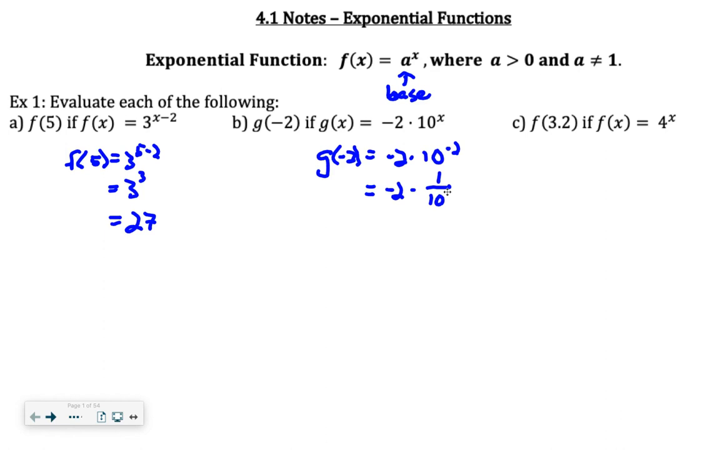So 10 to the negative second power is the same as 1 over 10 to the positive second power. And 10 to the second power would be 100. So this would be 1 over 100. And then finally, I can multiply by that negative 2. So this would become negative 2 over 100. And we can actually reduce that to make that just negative 1 over 50.